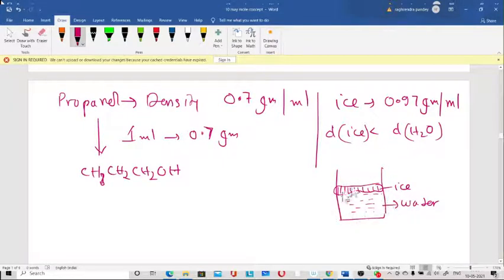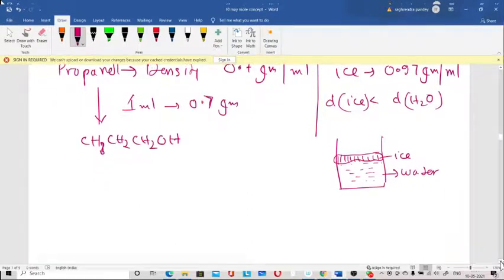Okay, so that's why all the oils will come up on water, because they are less dense. Okay, so that is your density. Understood this one? What is meant by density?